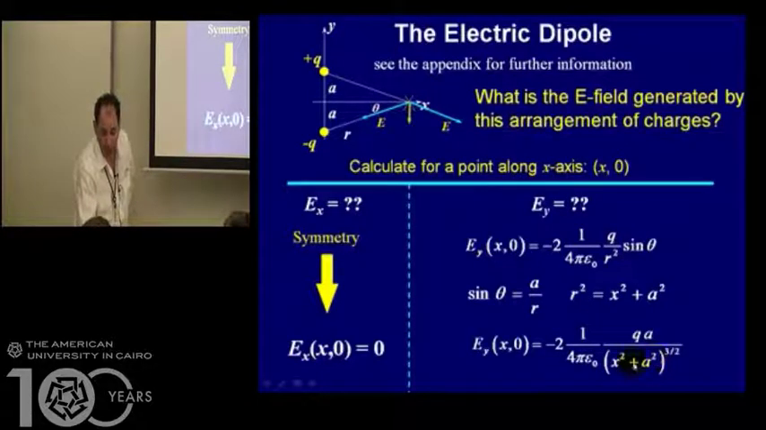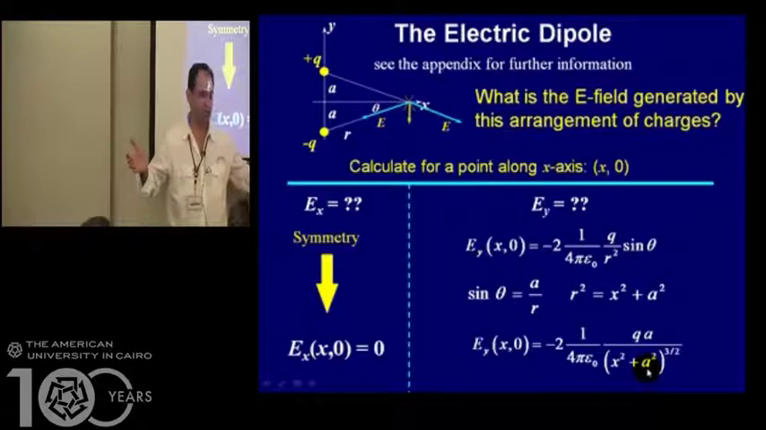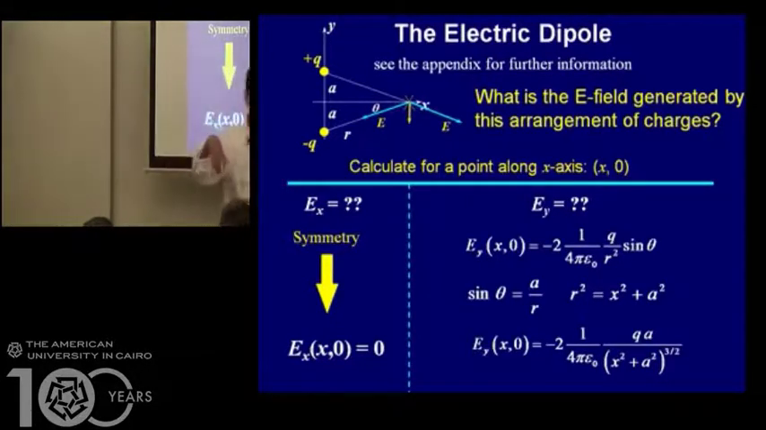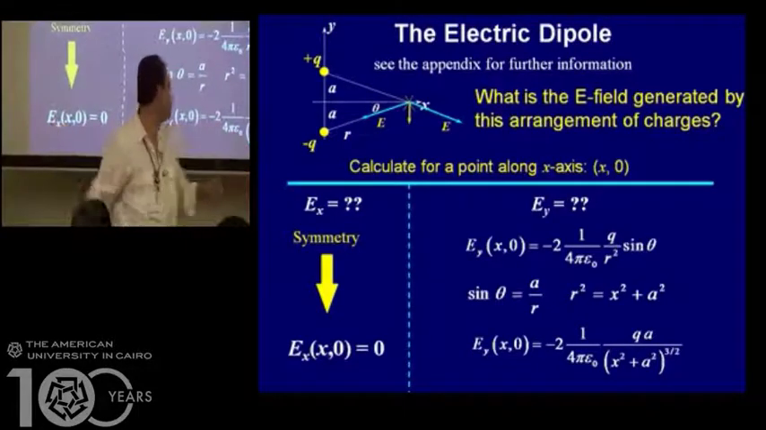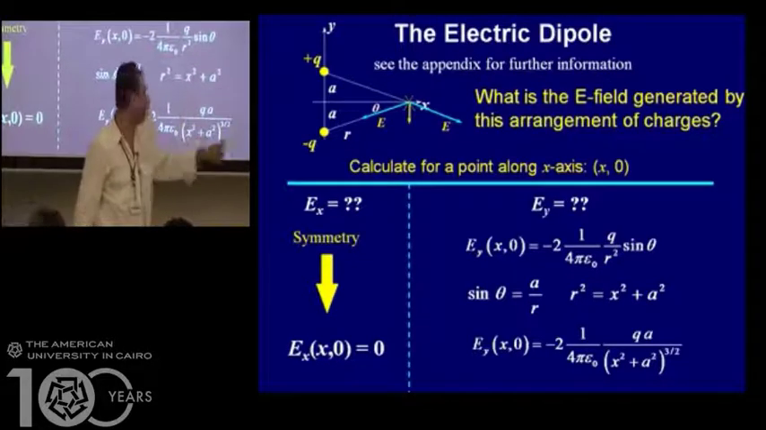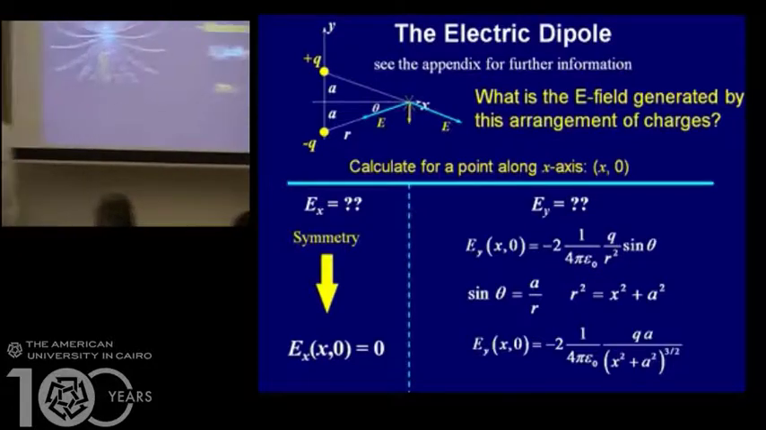So you end up having minus 2 times k times qa divided by x squared to the power of 3 over 2. You just ignore that a squared, because if you have 1000 squared plus 1 squared, that 1 squared will not do anything. It's a very small value. So this is a small value in here. So we just ignore that. In the far field, we just ignore that part. And that's what you get.